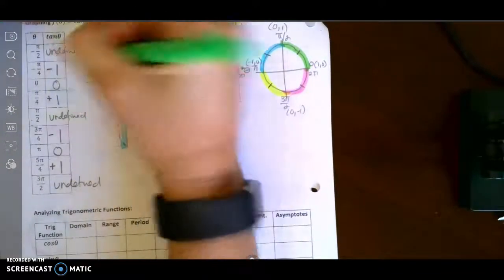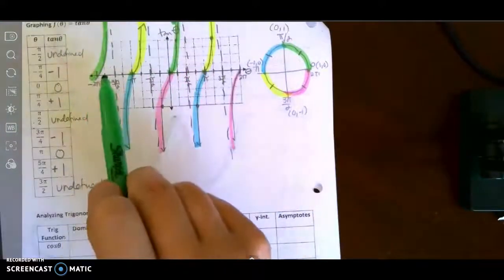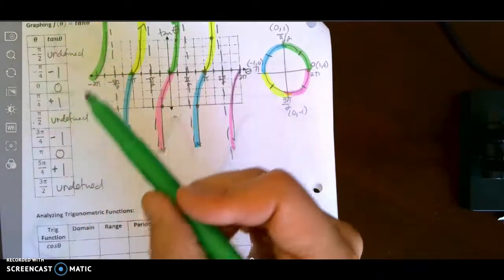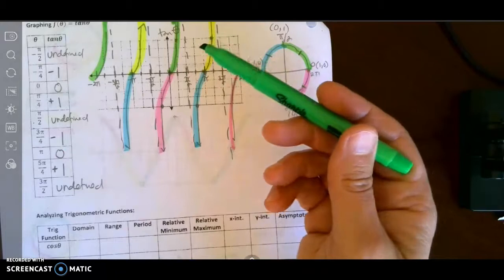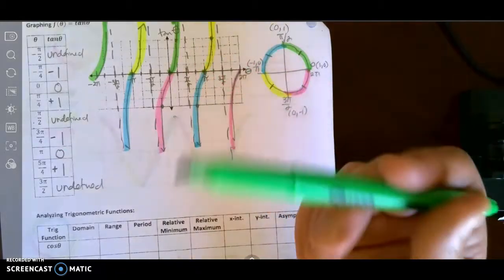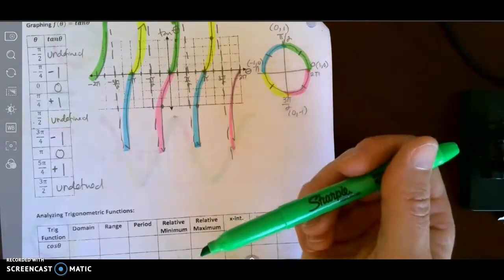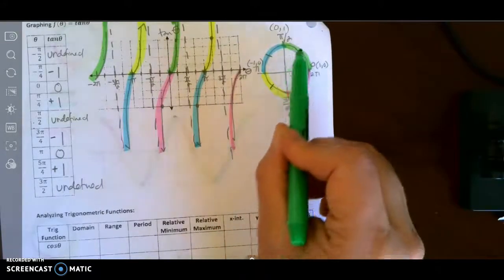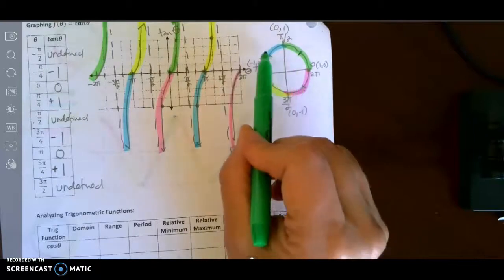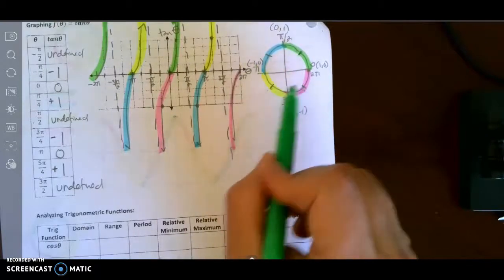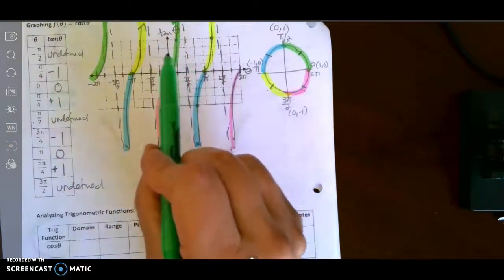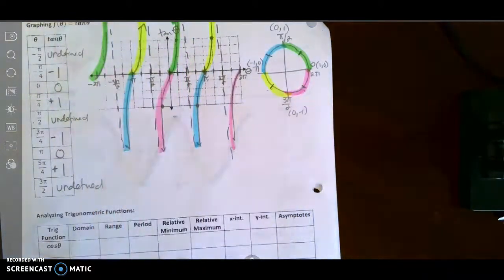Notice that my green and yellow is always above my x-axis, and my pink and blue is always below my x-axis, which makes sense. Green and yellow is where tangent is positive. Pink and blue is where tangent is negative. So my pinks and blues are below, my greens and yellows are above. So that's my tangent graph.